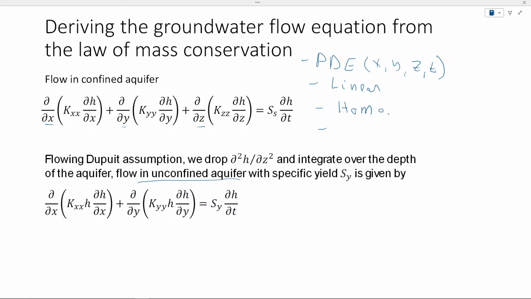Is it first order or second order? Oh, I see second derivative here and here and here. I see first derivative here, but it doesn't matter. If I see a second derivative, then it is second order. So this is the second order linear and homogeneous partial differential equation for the confined aquifer.